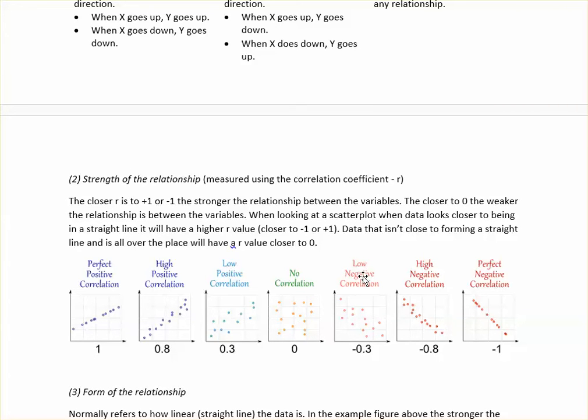So low negative correlation, the data looks similar to the low positive, but you can see that it's going in a different direction. This is one high, one low. This is high and high, low and low together. High negative correlation, it's kind of going in that direction, and it's just getting closer and closer to that -1, which is that perfect negative correlation. So basically, the closer the data is to forming a straight line, the higher that r value is going to be. Higher meaning either -1 or +1.